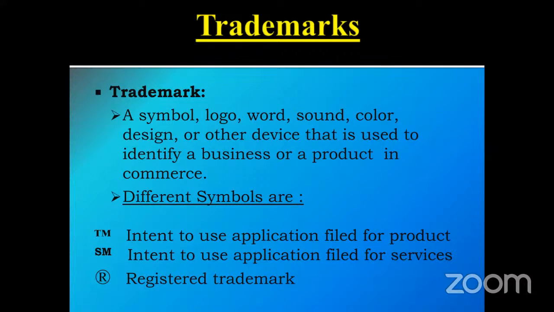When it has been advertised, it is in the form of sound. There are different symbols which are used. If you see any product, there it has been written TM. TM means trademark, it means the intent to use, application filed for the product. You can take any product; at the corner it has been written as TM. That product has been protected under the trademark.